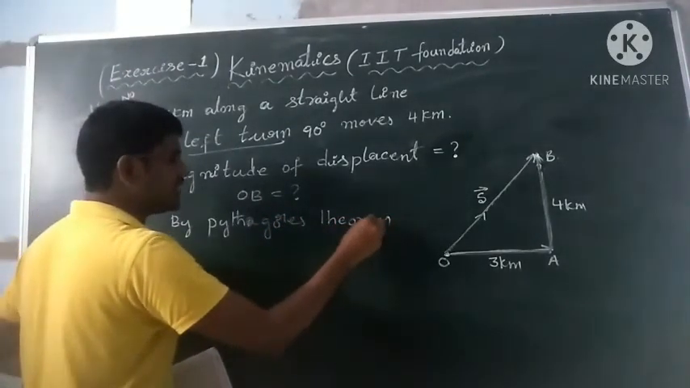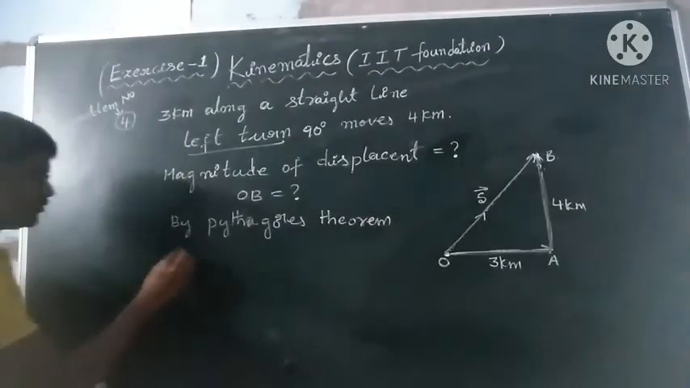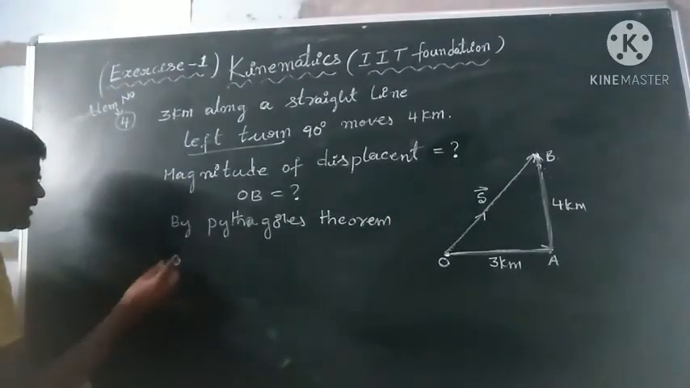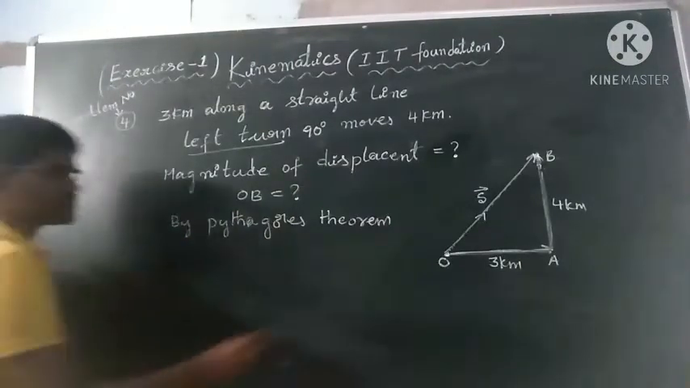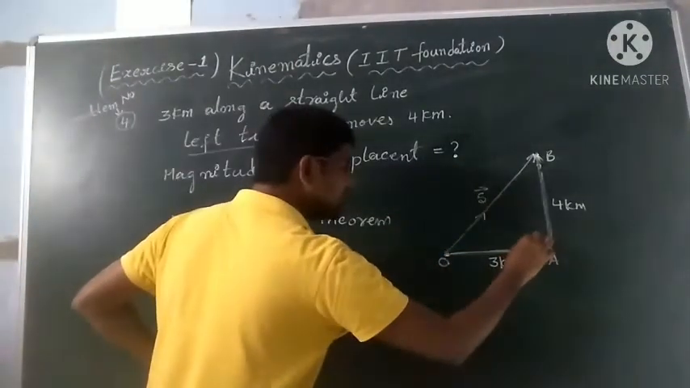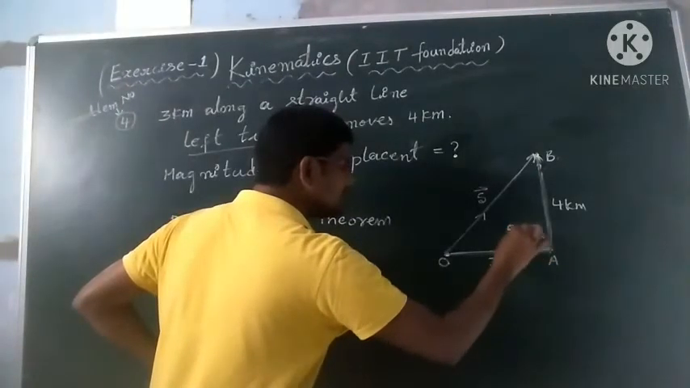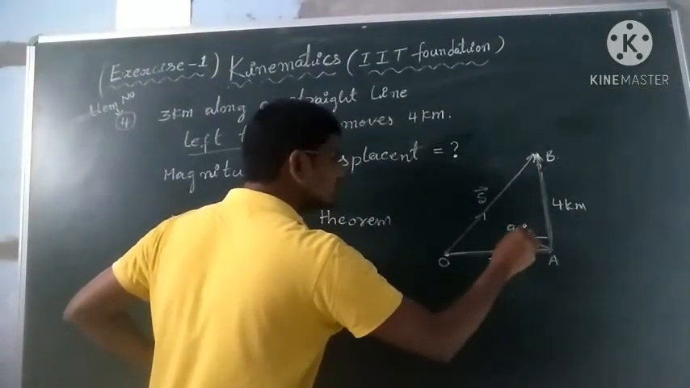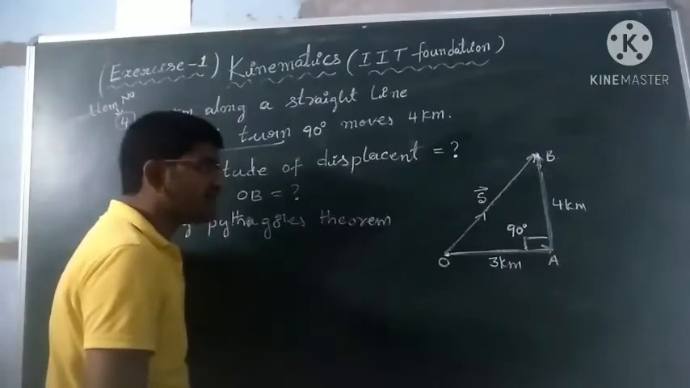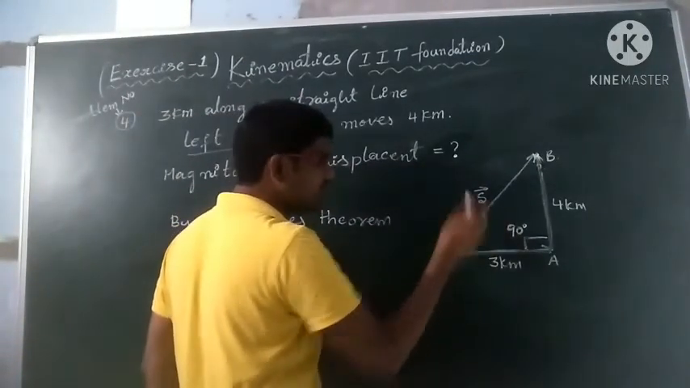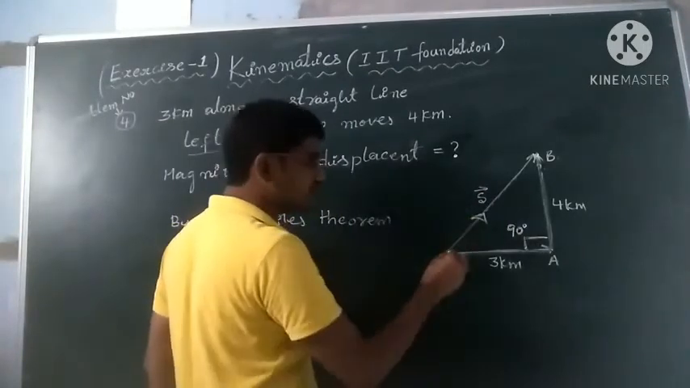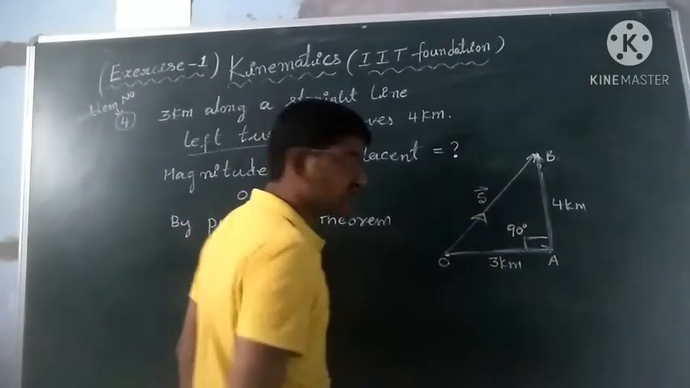So by Pythagoras theorem we write, hypotenuse square. So this is 90 degrees they gave for us. The side opposite to 90 degrees is called the hypotenuse, we know. This is the hypotenuse. This is one side and this is another side.